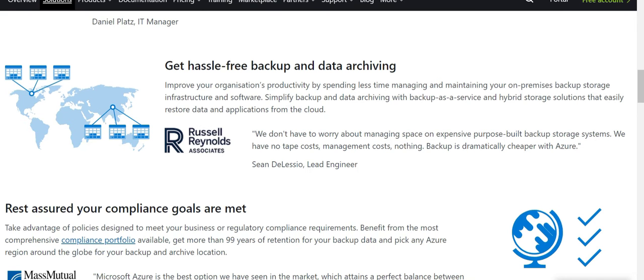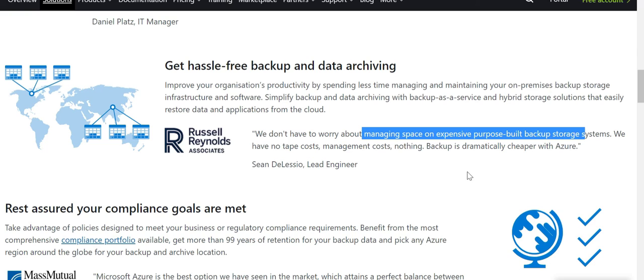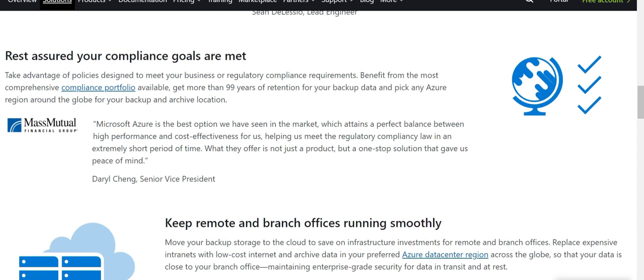So it's a hassle-free data archiving because you don't have to manage space on expensive purpose-built backup storage systems. You don't have to get your tape drives and plug it to TSM and then take the backups, etc. You don't have to do that. This is easily built into the cloud solution. So what it does is you meet your compliance goals with the backup and archiving strategy.